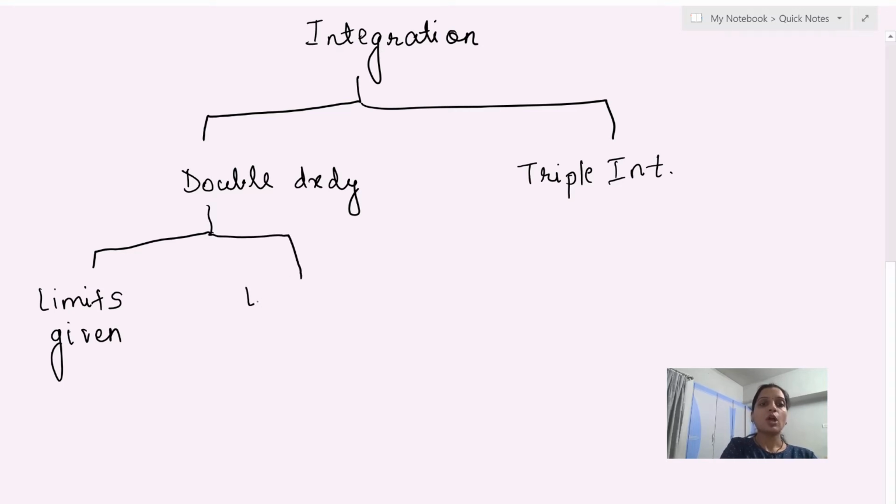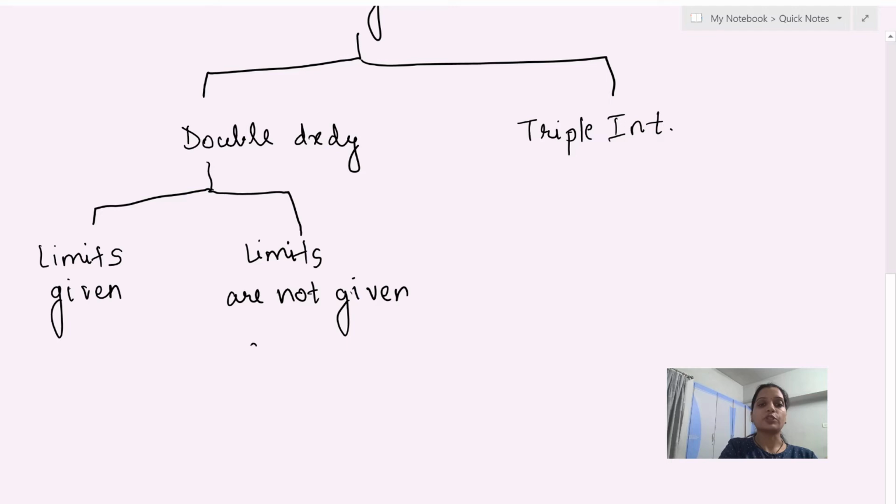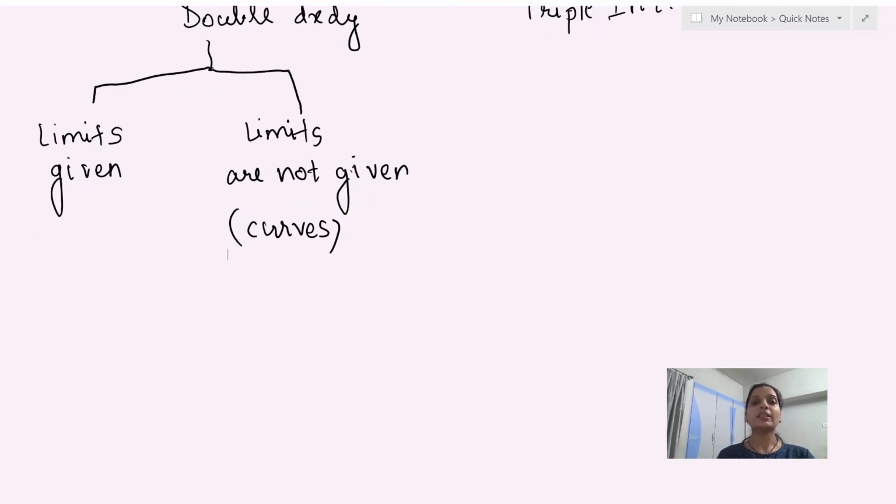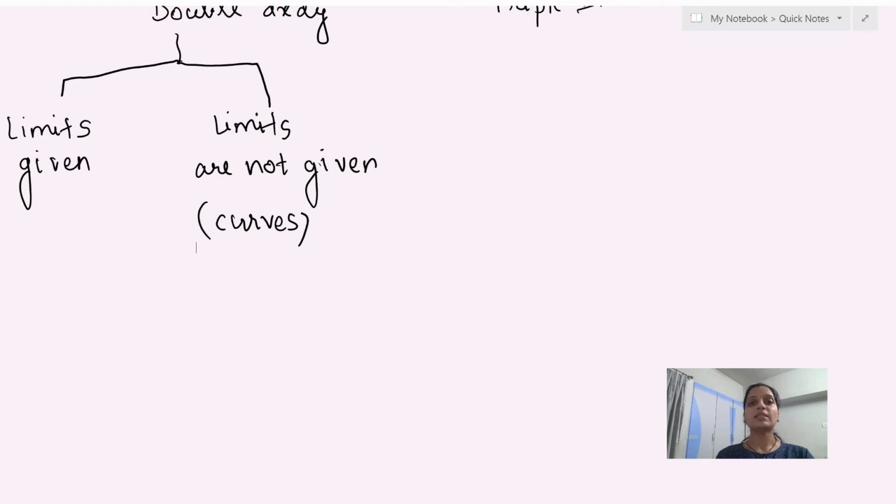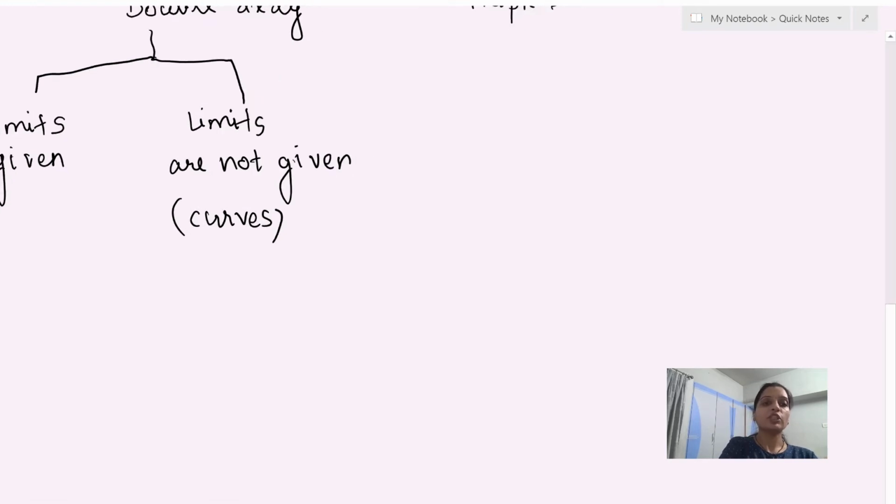Next type we saw where the limits of integration are not provided. If limits of integration are not given, we have to find the limits. How did we find the limits? We drew the curves first, whatever curves were there. For that, I have shown some standard curves. We draw those curves, we find the area of intersection. After you find the area of intersection, we take either a strip which is parallel to the x-axis, or a strip which is parallel to the y-axis.